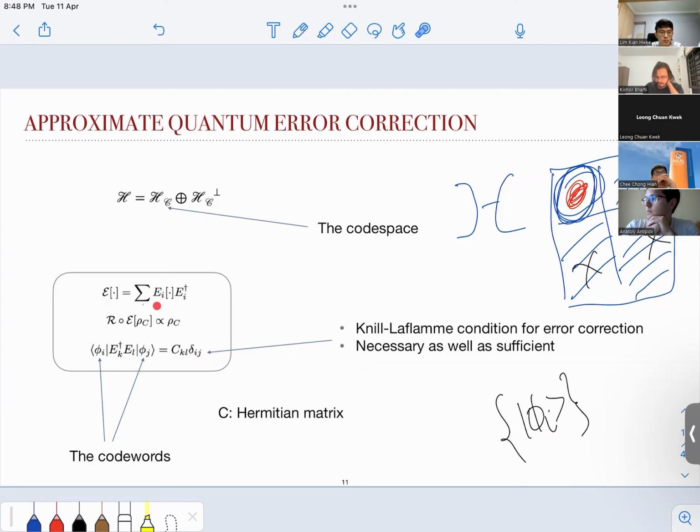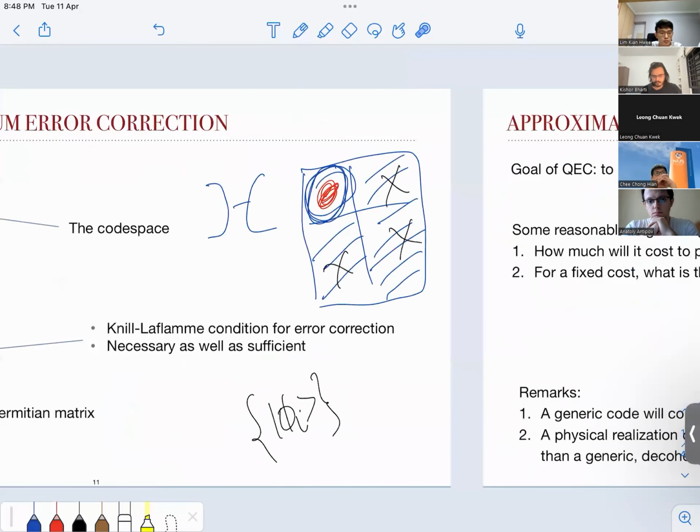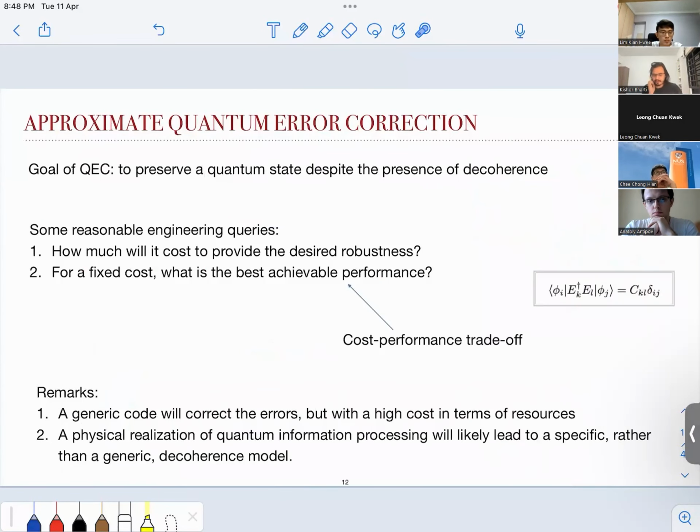You can write it using its Kraus representation, and then using these Kraus elements EK dagger EL, you can calculate the term here. And if it turns out to be some Hermitian matrix element times Kronecker delta, then you are okay. Otherwise, your code does not satisfy the necessary and sufficient condition for quantum error correction. So that is nice.